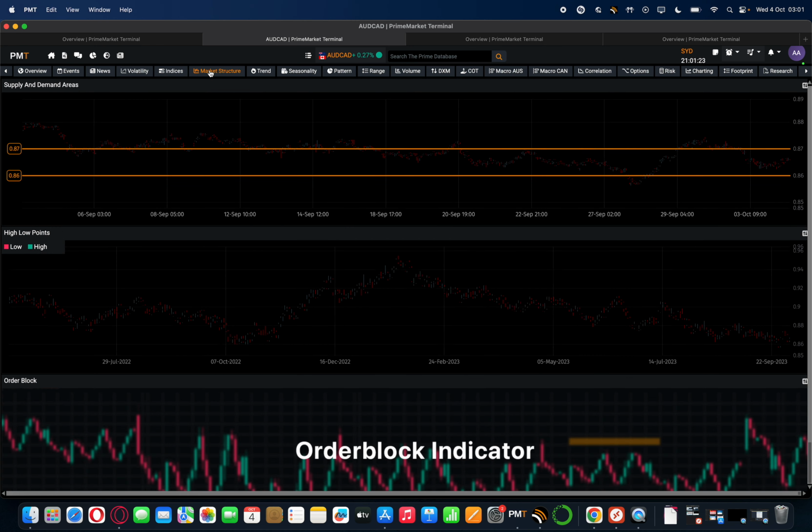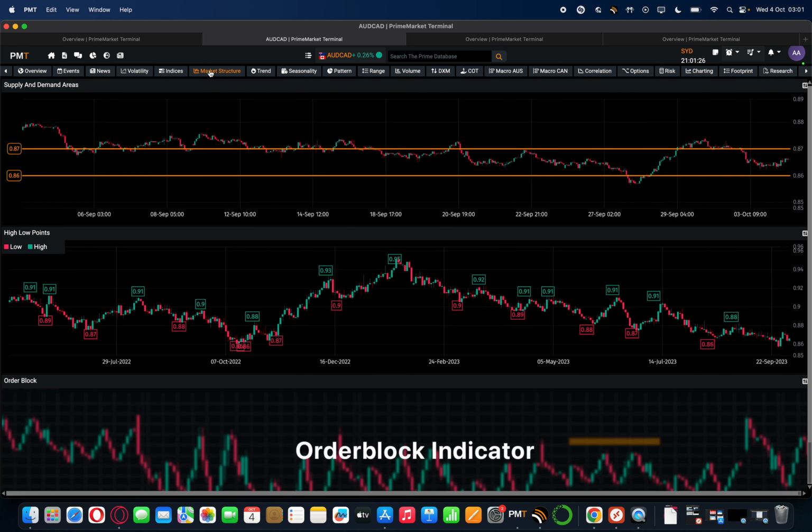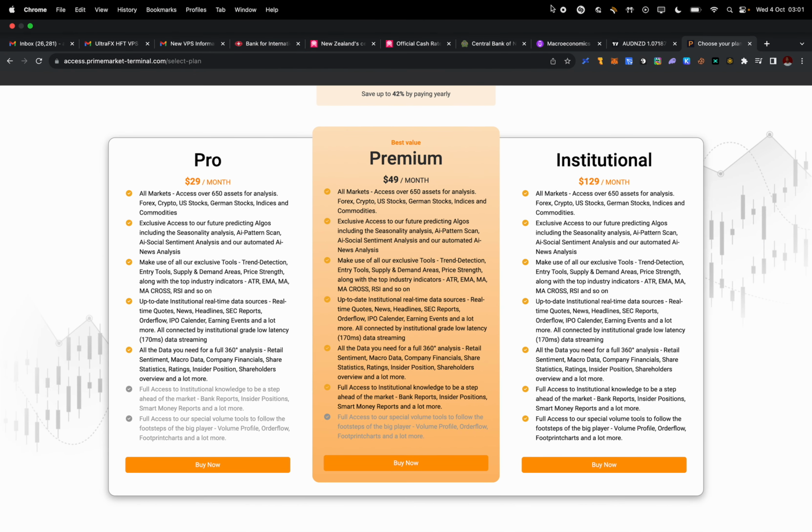We have the market structure. This is one of the most important parts of this tool. If you're using this tool and you come to this market structure place, it's going to show you the rate, supply and demand. Some people call it key level, some people call it support and resistance, but it is called supply and demand. These levels, 0.87 for AUD CAD. Let's visit our chart.